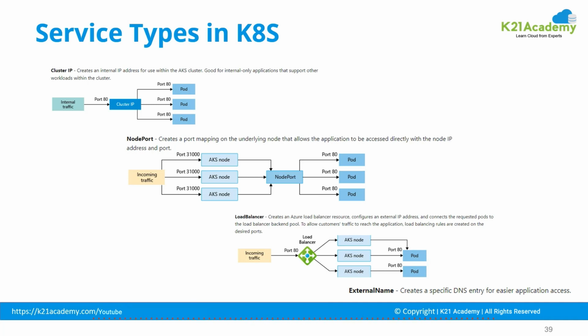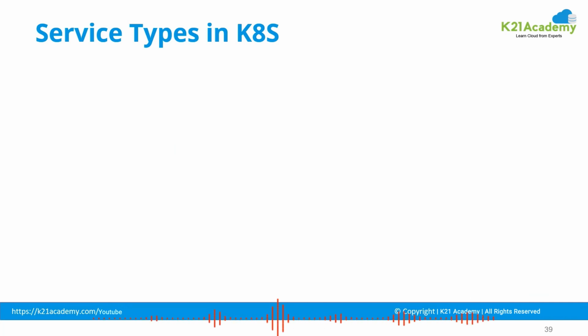And the fourth one is external name. It's basically for where you have a DNS entry which is outside the cluster, and you're pointing to that DNS name entry, which is then forwarding requests to your pods. So these are the four different types of service.